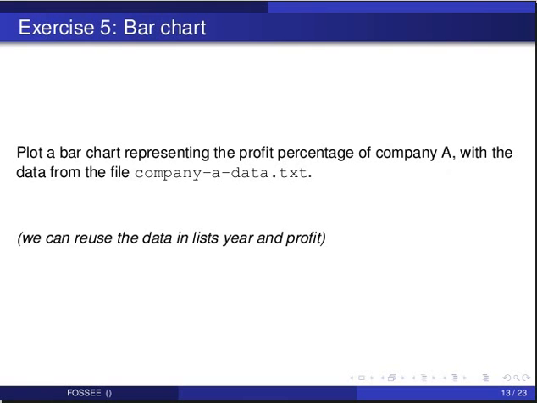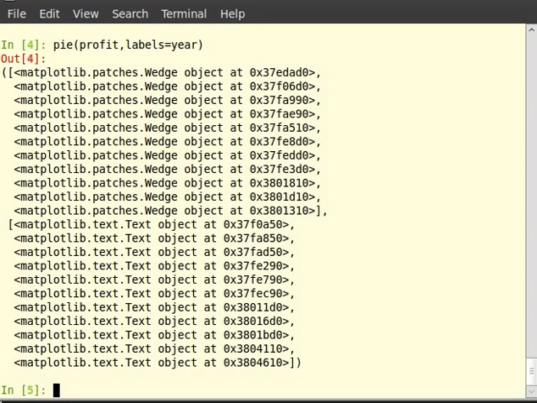Plot a bar chart representing the profit percentage of company A with the same data file company-a-data.txt. So let us reuse the data we have loaded from the file previously. We can plot the bar chart using the function bar, closing brackets and hit enter. So inside that brackets you can put bar within brackets year comma profit.